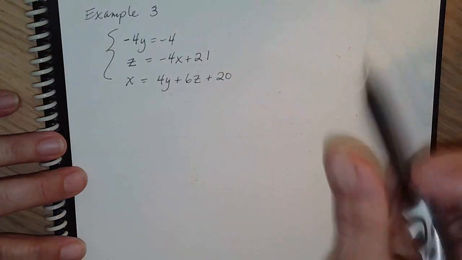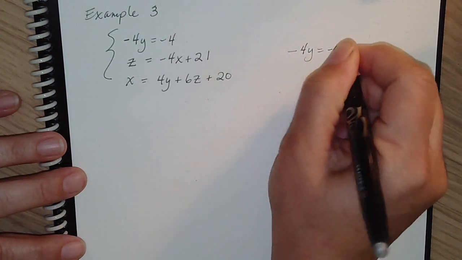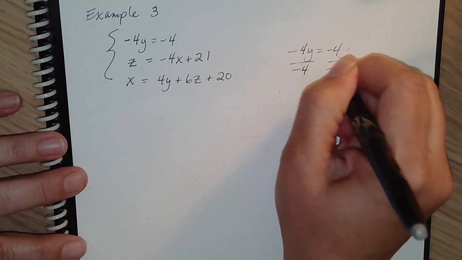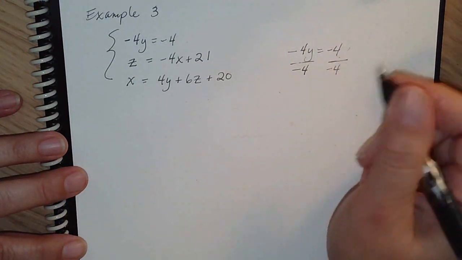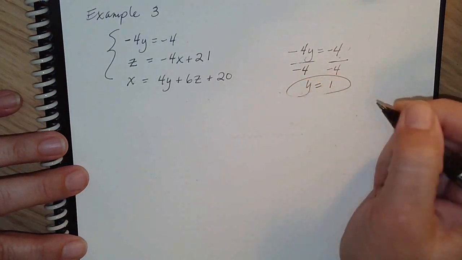Negative 4y equals negative 4. I solve by dividing by negative 4. And I find that y equals 1.